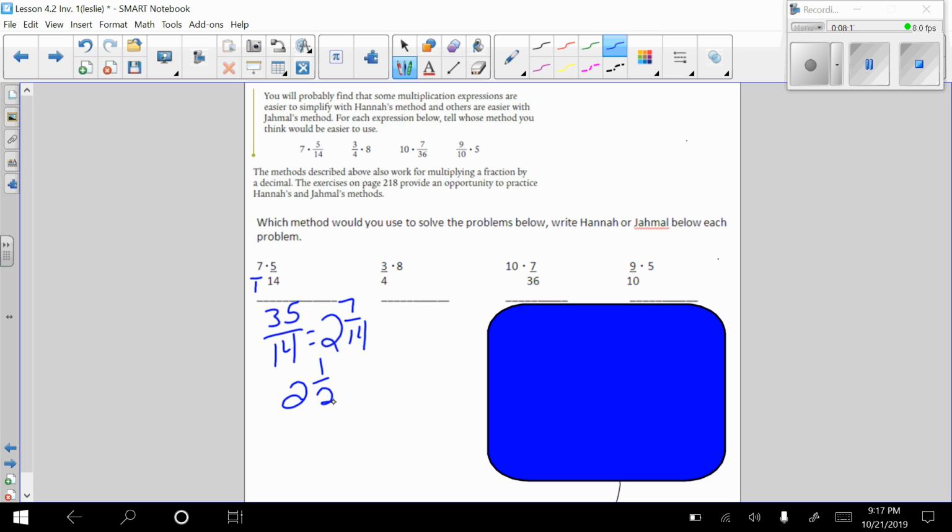So 2 1/2. 3/4 times 8. Again, put that whole number over 1. 3 times 8 is 24. 4 times 1 is 4. And remember, ask yourself, can I simplify this? Yep, 24 divided by 4. Or how many groups of 4 can I take out of 24? The answer is 6. Try the next two. Come back and check your work.